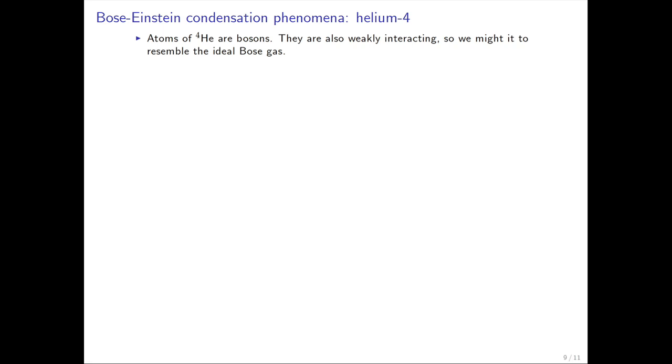So anyway, atoms of helium-4. Of course, with helium there are two isotopes, helium-3 and helium-4. Helium-4's nucleus is 2 protons and 2 neutrons, so it's an even number of fermions, and so helium-4 is a boson. And of course it has an even number of electrons too, if you want to consider molecular, which is important here. So they're bosons, and they're actually very, very weakly interacting, which is why helium has such a low boiling point, and so we might expect it to resemble an ideal Bose gas.